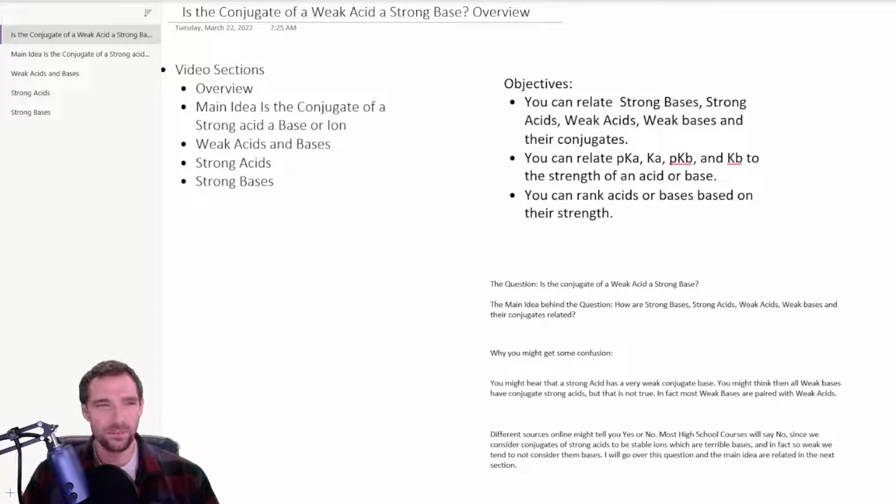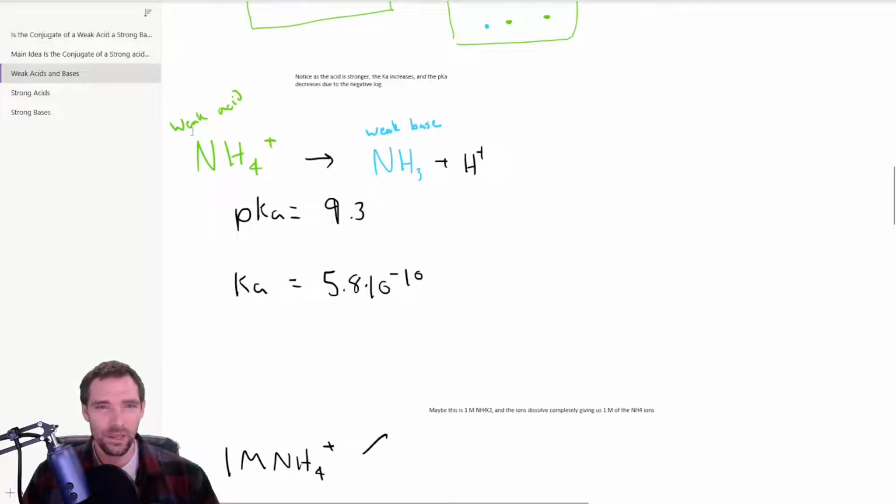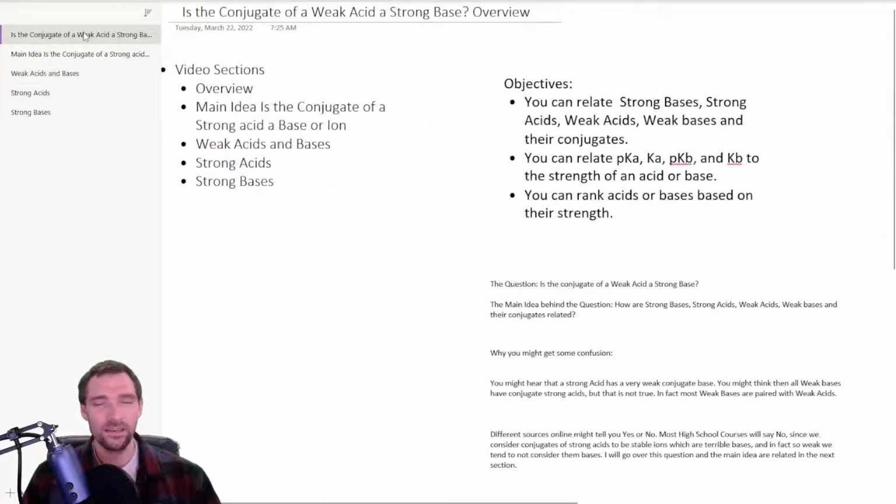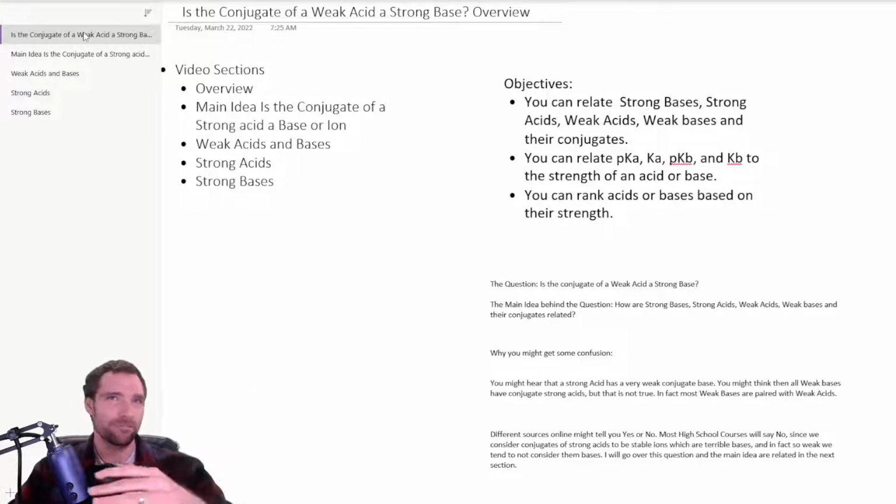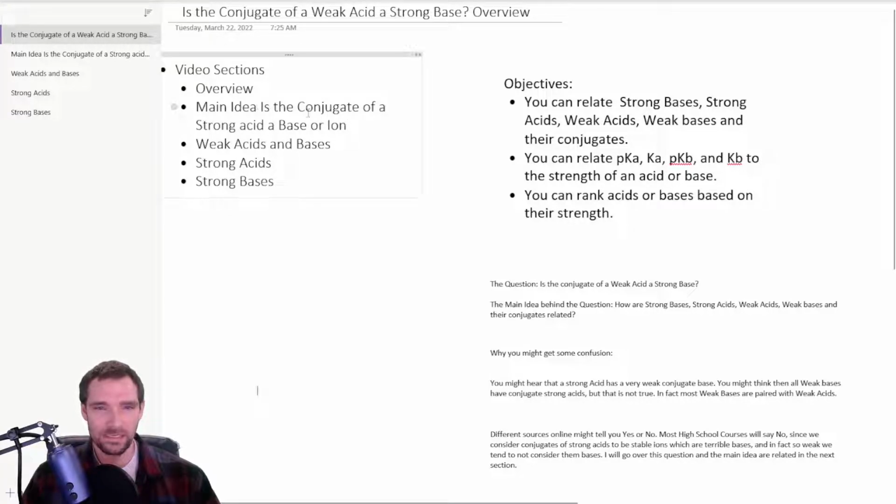But there's a lot of chemicals out there where you have a weak acid whose conjugate is actually a weak base. So it's really important to recognize that not all weak bases pair with strong acids. To help understand how the strength of the acid and the base relates to its conjugate strength, we're going to be looking at just the main idea and helping you understand what it really means to be an acid and a base in this context, and the strength in this context.